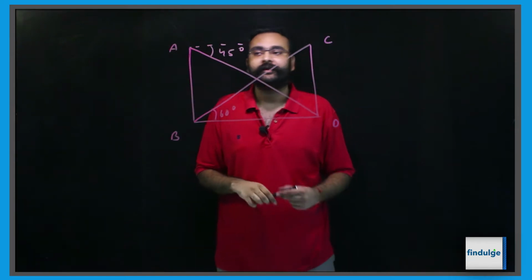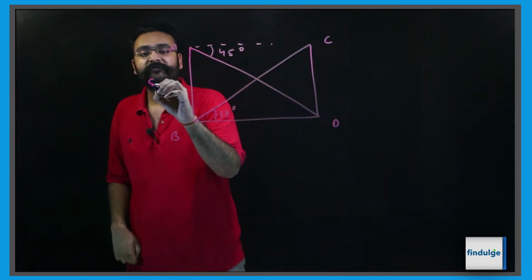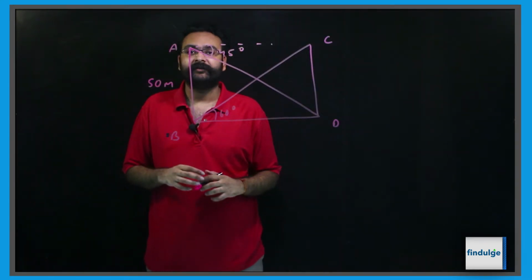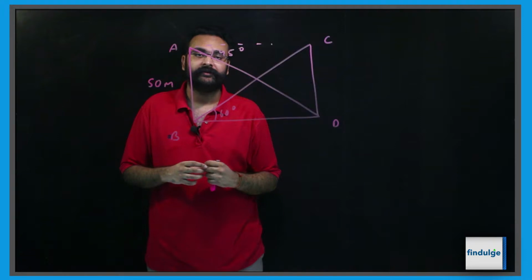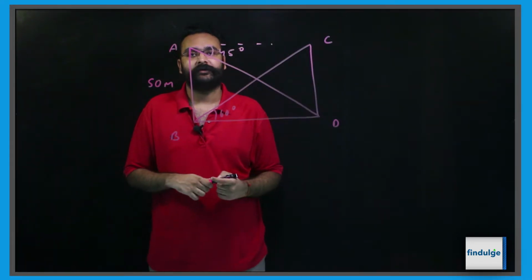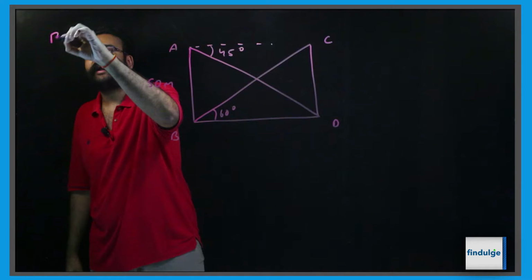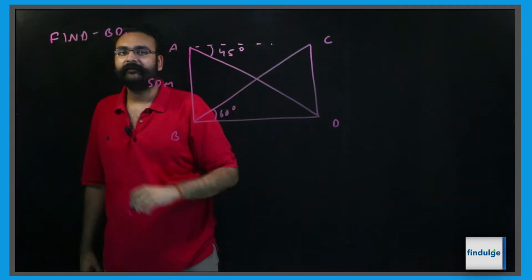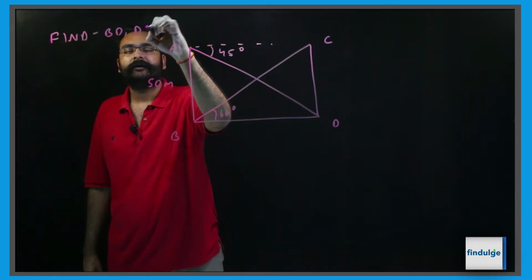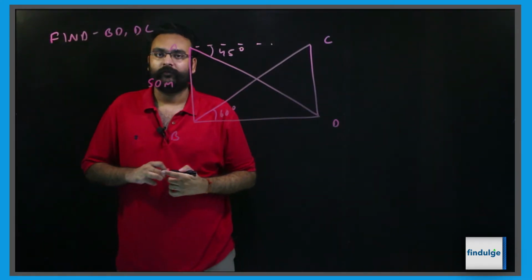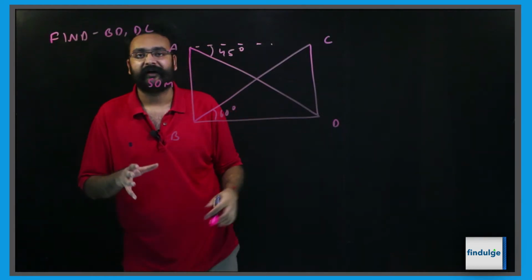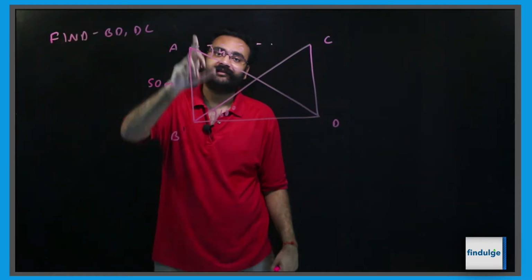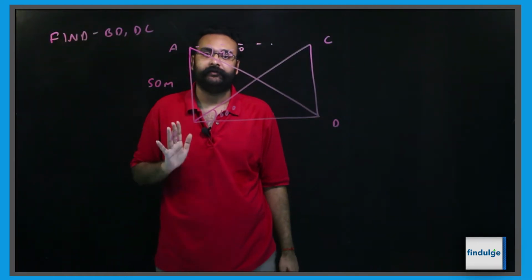We're also told that our building is 50 meters tall. We have been asked to find the width of the street and the height of the tower. So we have to find the width of the street, BD, and the height of the tower, DC. Now, like in the previous questions, we identify our triangles and we start working with it. Now, I know the length AB, so I know the height AB.